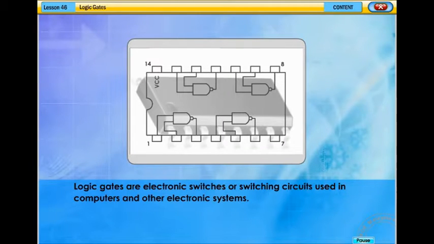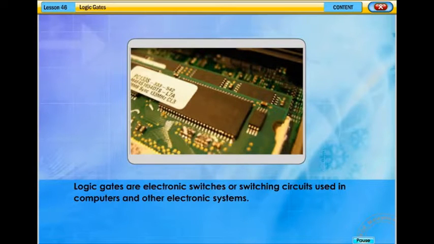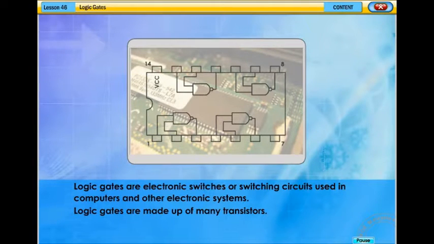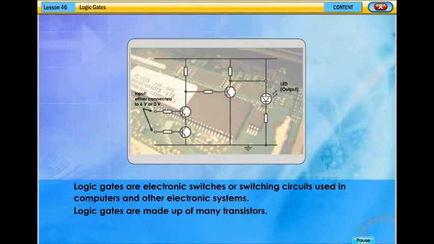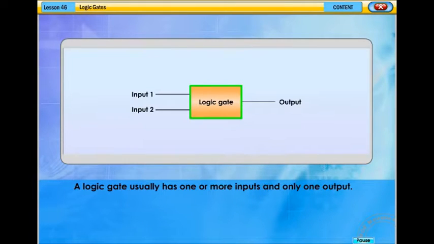Logic gates are electronic switches or switching circuits used in computers and other electronic systems. Logic gates are made up of many transistors. A logic gate usually has one or more inputs and only one output. Why is it called a gate?